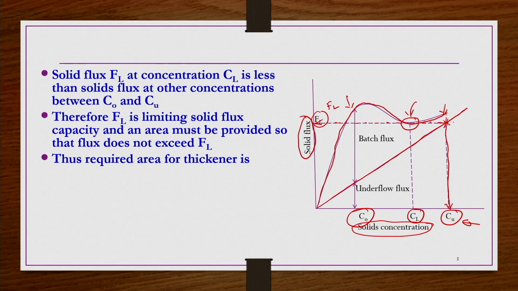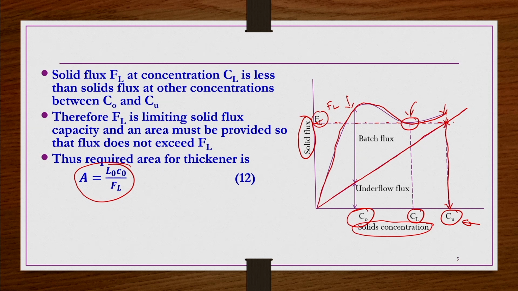Therefore, the required area for the thickener we can get as A equals L naught C naught by Fl. So, now we can see it is so simple for a continuous thickener. If you are able to find out the solid flux of the rate limiting layer, that is, the limiting solid flux capacity Fl, you do not need any other information to calculate the required area for that particular thickener. Okay.